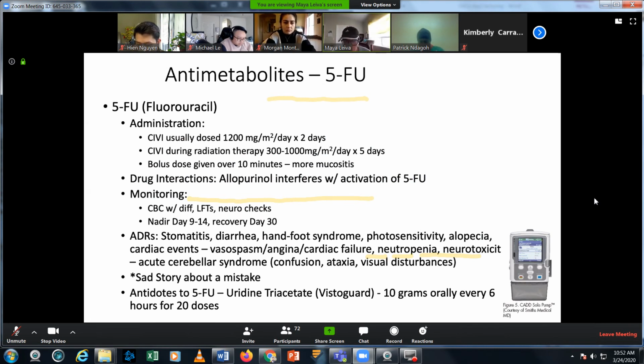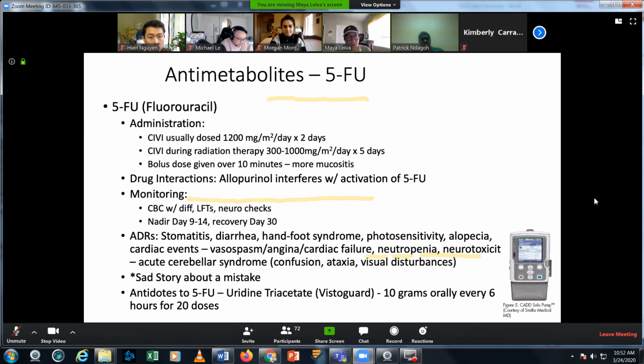Sometimes we'll give a bolus dose in addition to the continuous infusion, and that's given over about 10 minutes. We just put it in a syringe and push it. The problem is that we found it causes a lot more mucositis, which is the breakdown of the oral mucosa. Also, allopurinol interferes with the activation of 5-FU, so we try not to combine those two because it can decrease efficacy.